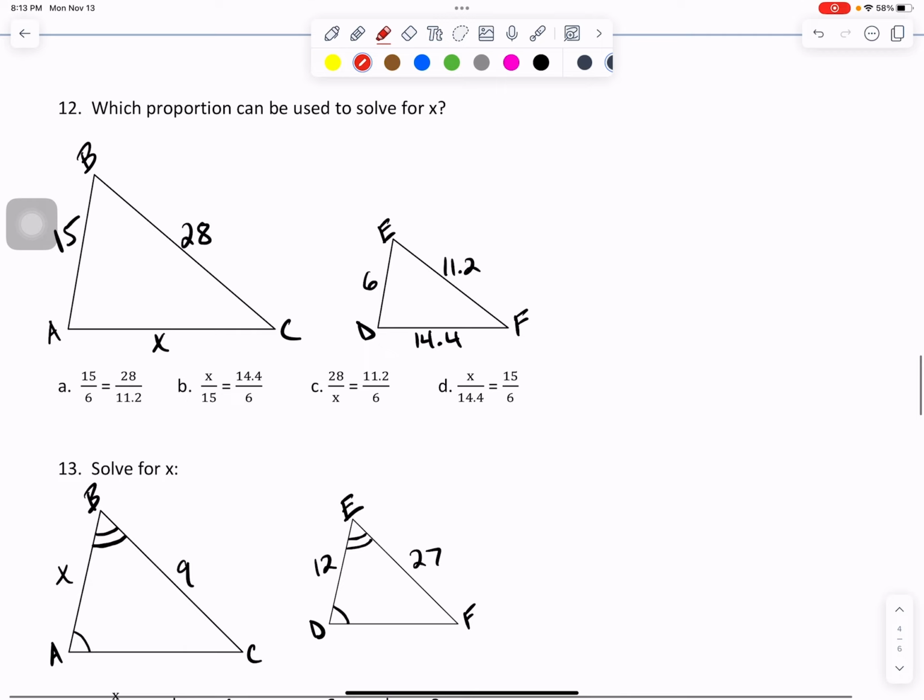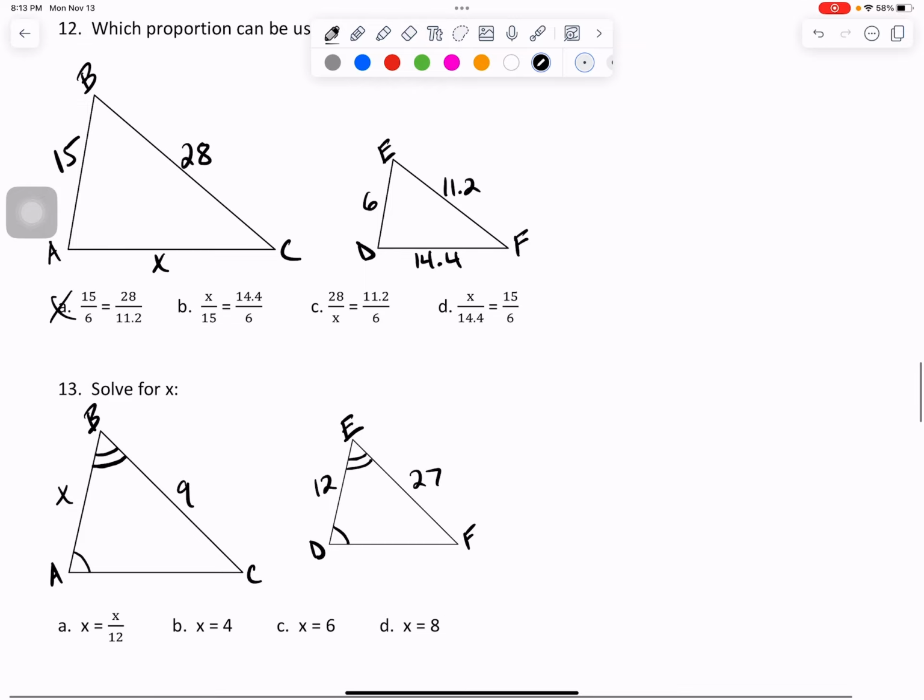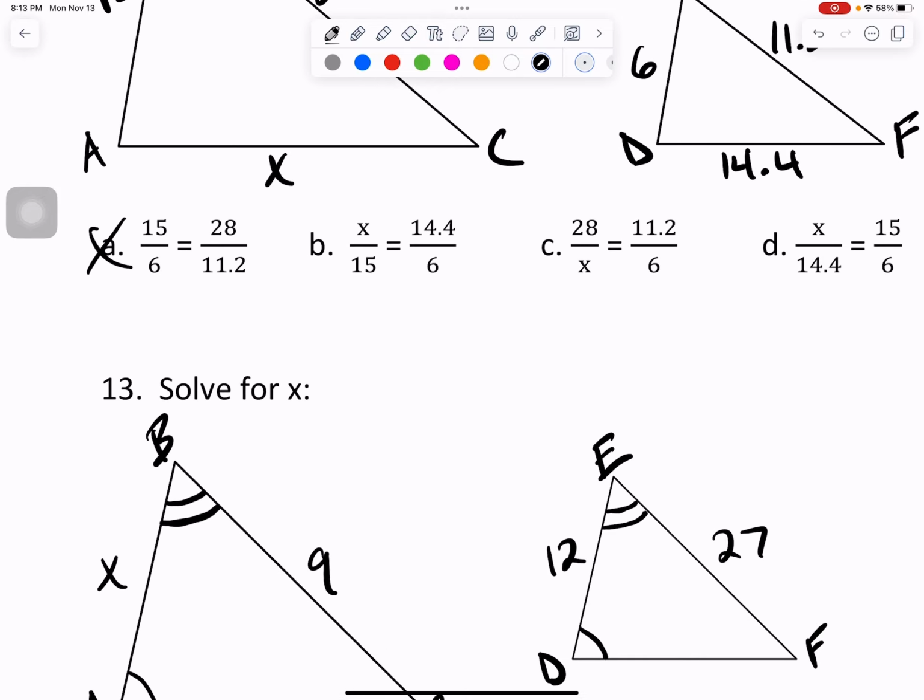Number 12, which proportion can be used to solve for x? Okay, let's just take a look at what they're giving us. They're giving us 15 over 6. Okay, like that works. Equals 28 over 11.2. Well, I don't see x involved anywhere. If I have to solve for x and there's no x in it, then even if I knew nothing about math and came in blind, I would get rid of this because x is not even involved. That's why we got rid of answer choice A. You're not solving for x.